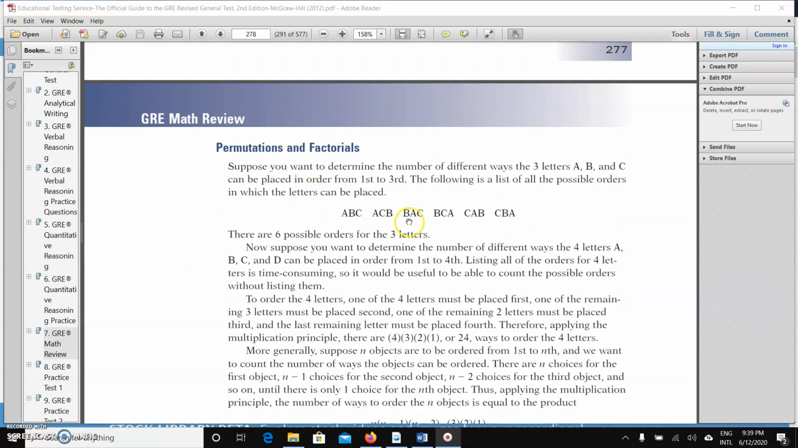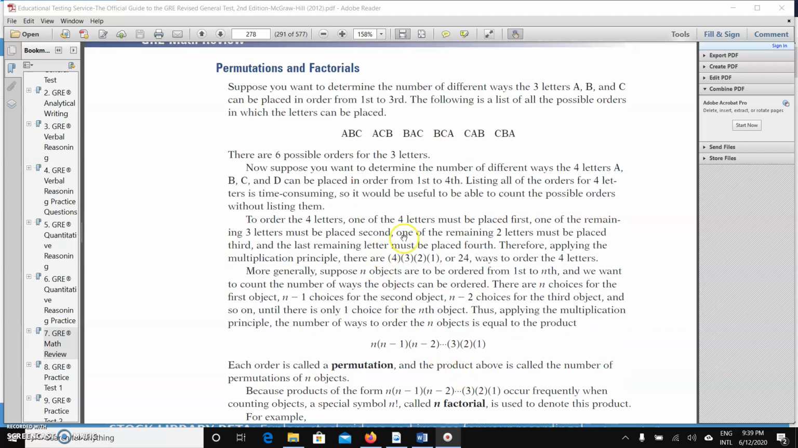Even for these 3 arrangements, you have 3 letters. If you have 3 factorial, which is 3 times 2 times 1, that's 6. So the same thing goes here. Since you are told to arrange 4 letters, how many ways can you arrange 4 letters? The meaning of that is 4 factorial, which is 4 times 3 times 2 times 1. It goes on like that.